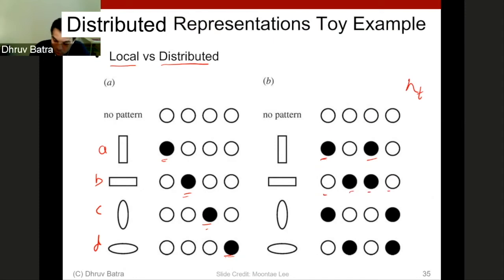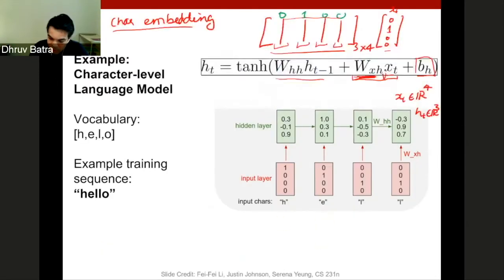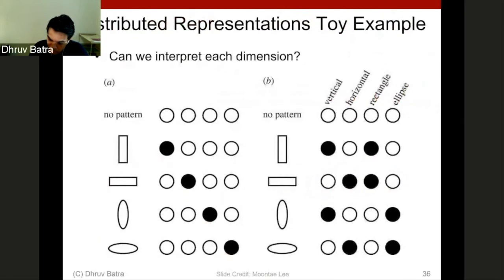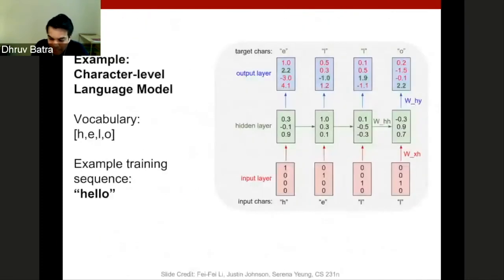We do not know what the rows in our case of the W matrix mean, or the columns of H mean, but we know that we are going from this one-hot representation to a dense character representation. So that's the connection to something that we've seen earlier in the class. So this is the problem that we talked about, and this is character level language modeling.